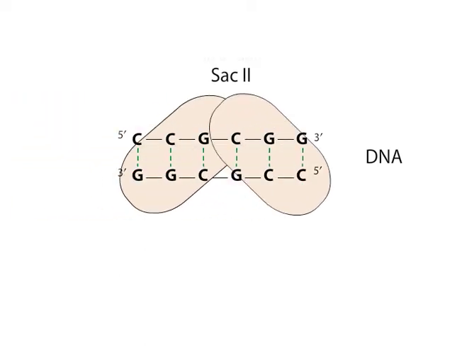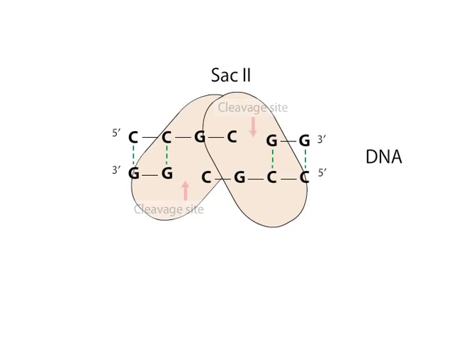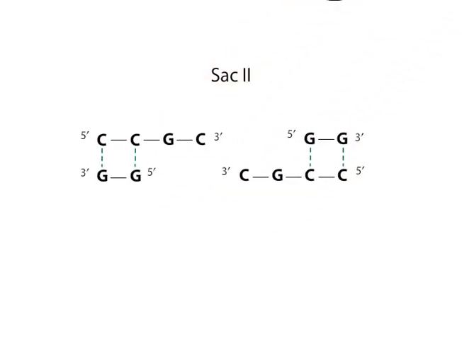SAC2 cuts a phosphodiester bond on each strand at a specific cleavage site. The resulting DNA segments in this case have jagged ends with 3' overhangs. Other enzymes may produce blunt ends or 5' overhangs.